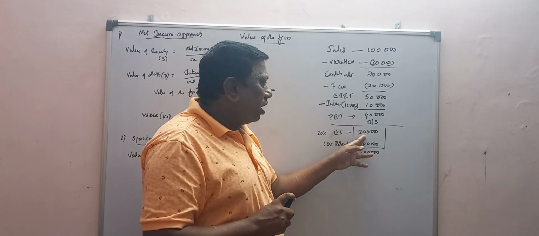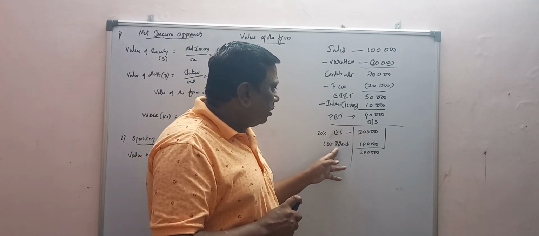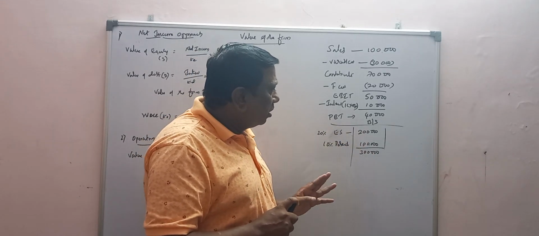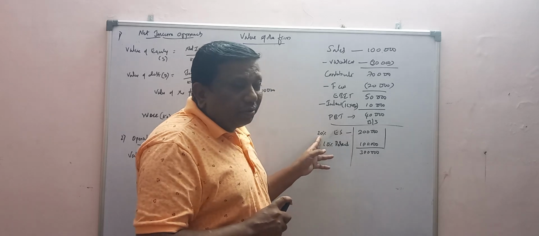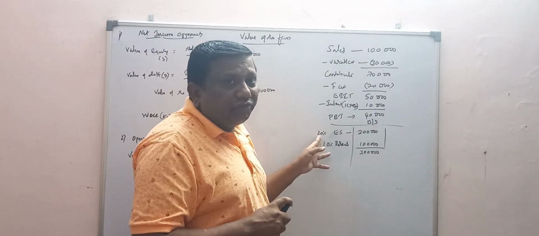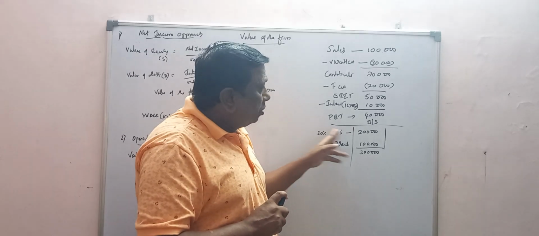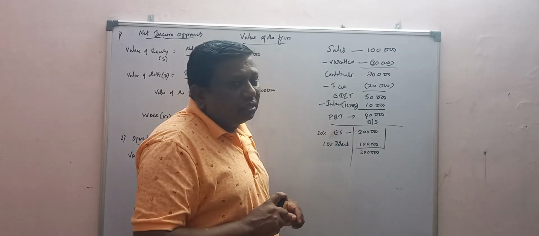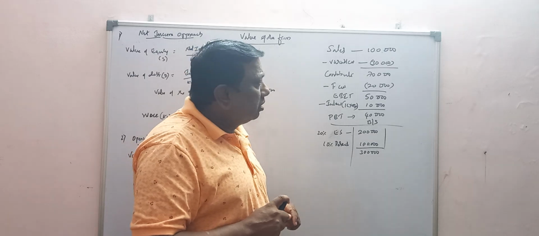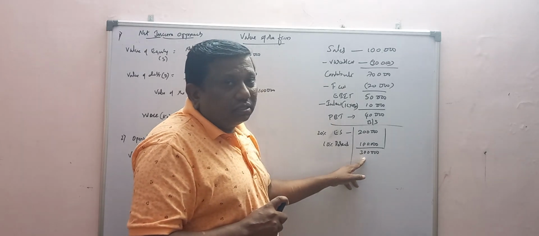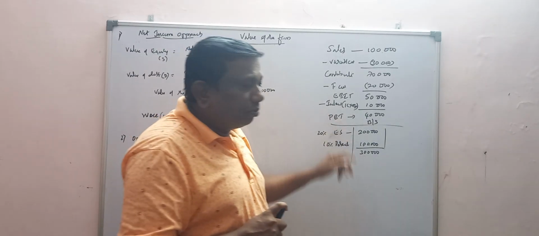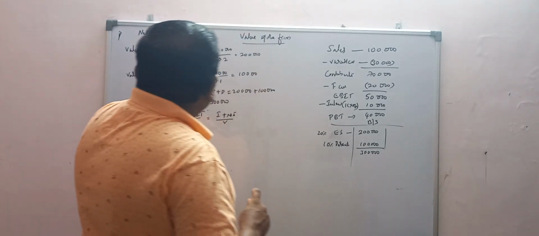Equity share is rupees 2 lakh, I'm writing. So 10% debentures, that is 1 lakh. For the equity share, the cost of equity I am taking as 20%. Total value of the firm is what? 3 lakh. I will show how to get the value of 3 lakh by different approaches.